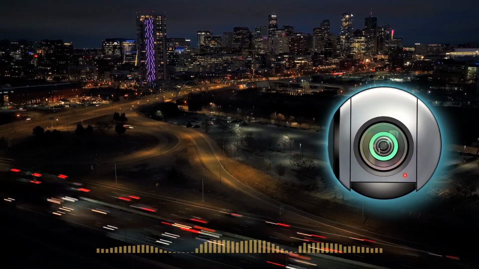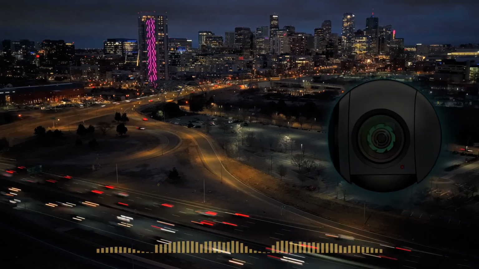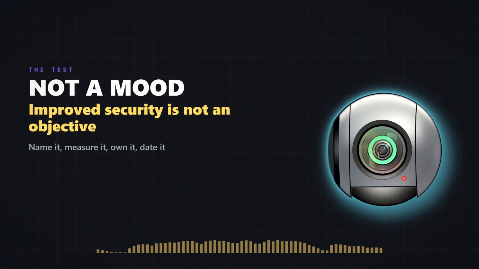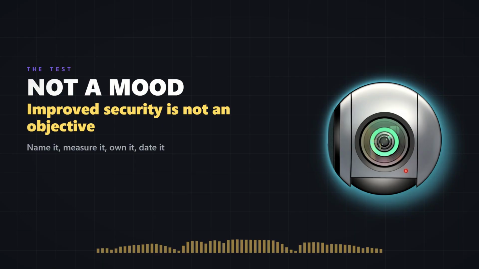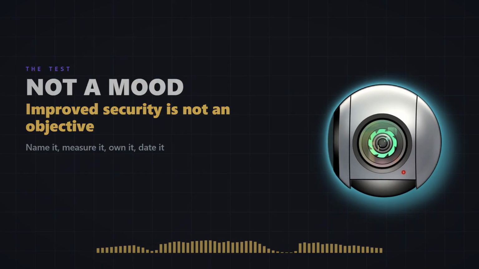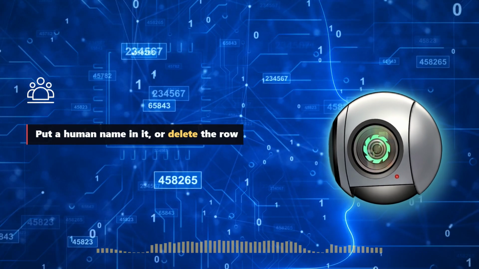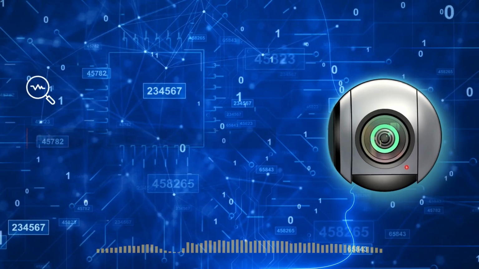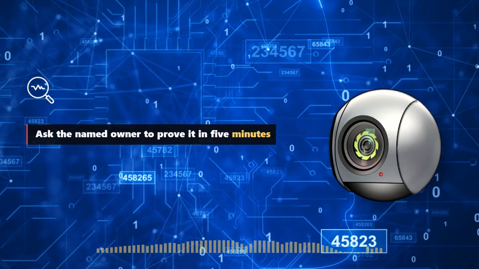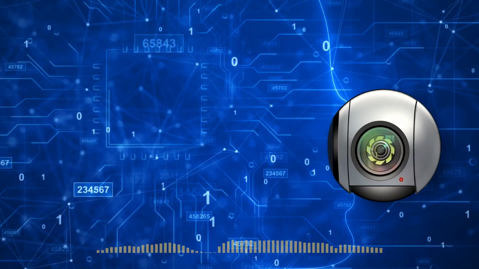Open your risk register, find every owner field that says TBD, and either put a human name in it or delete the row as fiction. Then open your Statement of Applicability, pick 3 controls at random, and ask the named owner to prove it in 5 minutes. If you can't survive your own audit, you are never going to survive theirs.